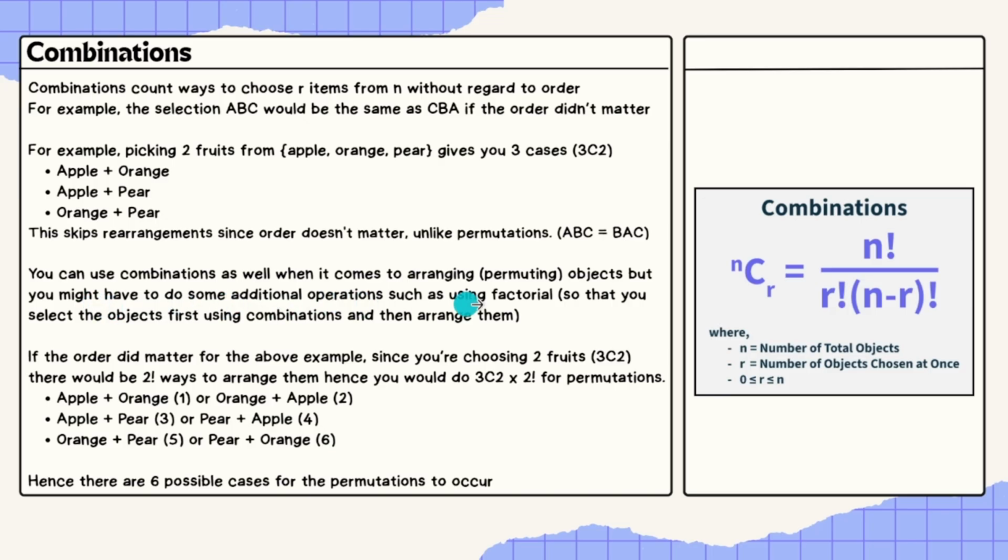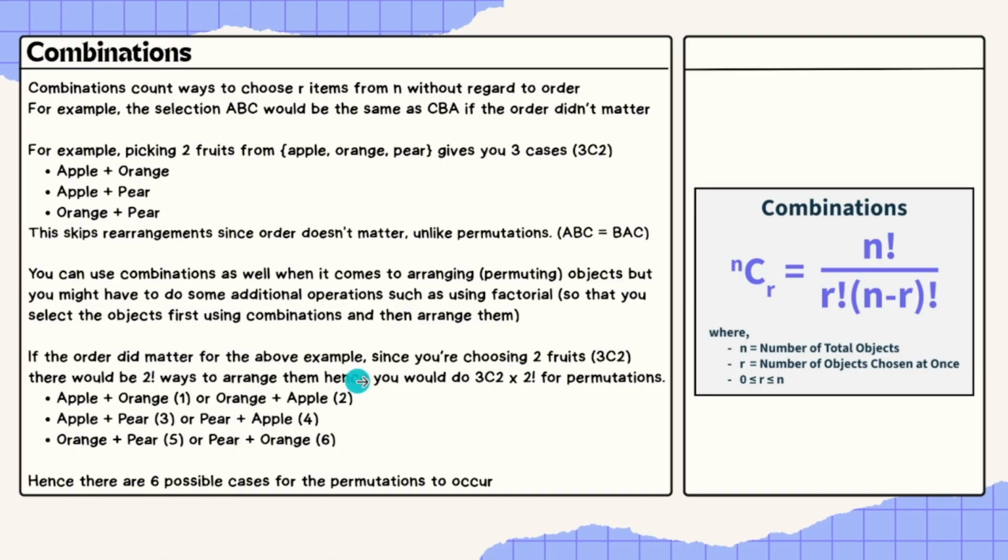additional operations, such as using factorial, so that you can select the objects first using combinations and then you can arrange them using factorial. So, for example, if the order did matter for the given case, since you're choosing two fruits, there would be two factorial ways to arrange those two fruits. Hence, you would do 3C2 into 2 factorial for permutations.